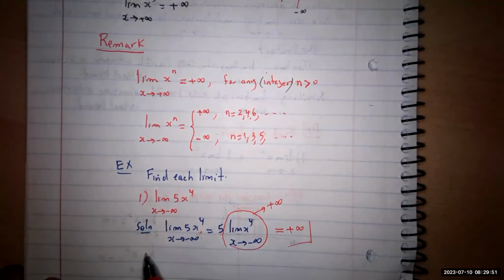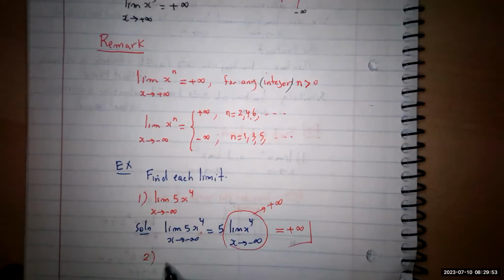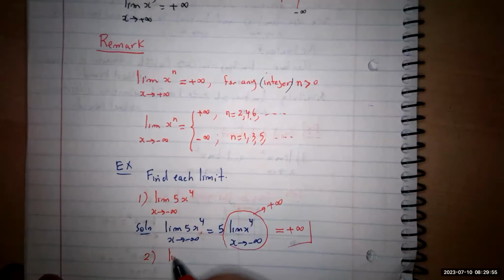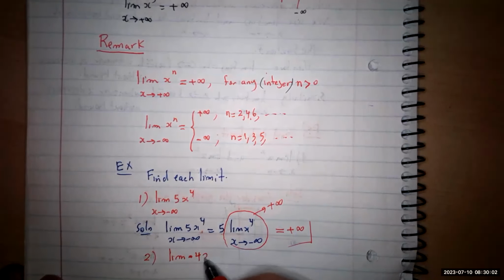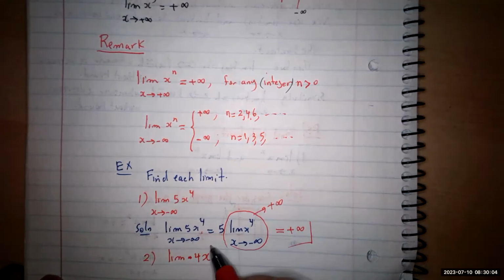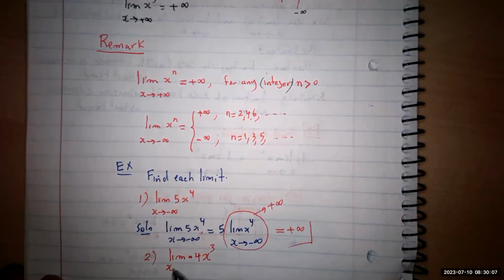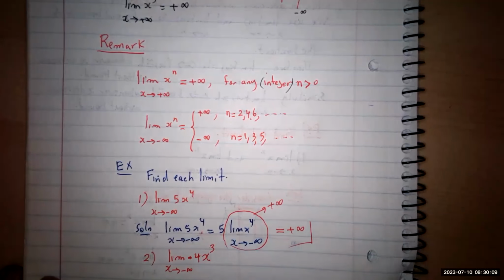Let's see if we can do this one. How about the limit of negative 4x to the 3rd, but x goes to negative infinity? Any suggestion for this one? Is it positive infinity or is it negative infinity? The solution. Anyone want to try?